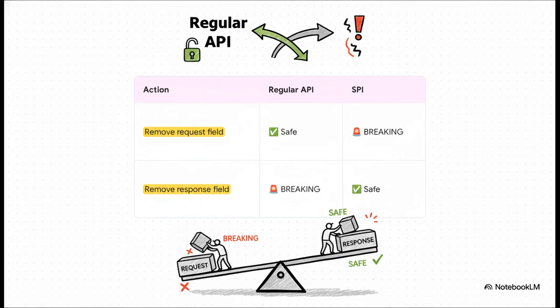Okay, you're going to want to pay really close attention to this next part, because this is where a lot of people get tripped up. With an SPI, everything you know about backwards compatibility is basically flipped on its head. Think about it. If you remove a field from a request, that's a breaking change. Why? Because the provider, the implementer, is expecting to receive it. But if you remove a field from the response, totally safe. Your service, the host, can just ignore the data it doesn't need anymore. It's a complete 180 from how we usually think about APIs.